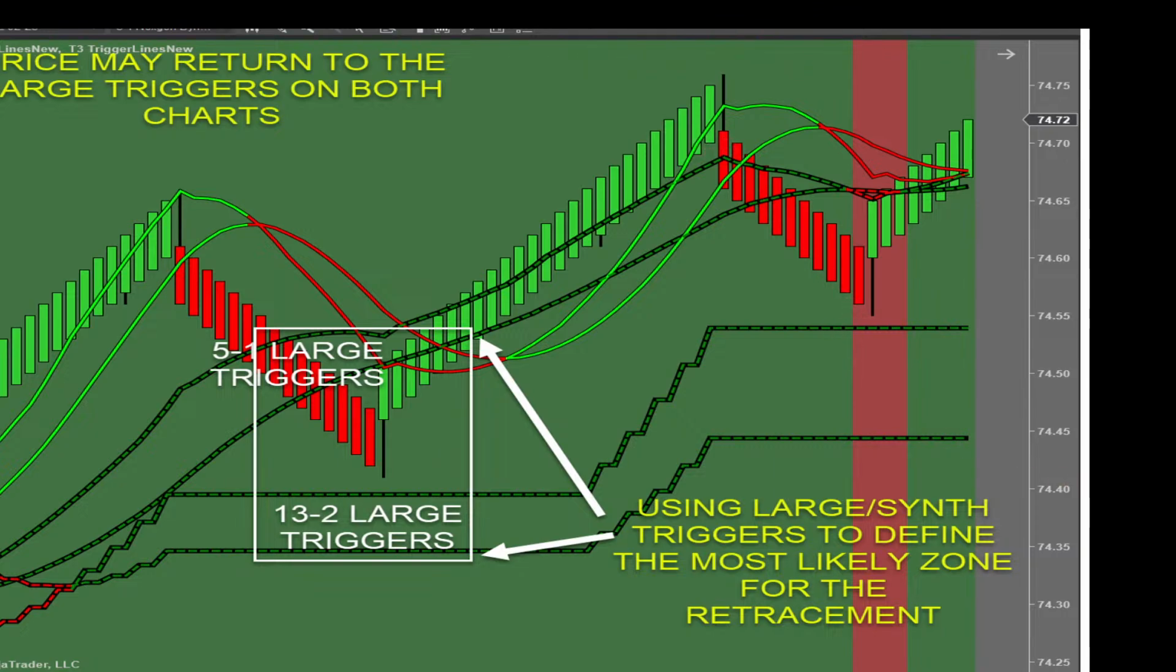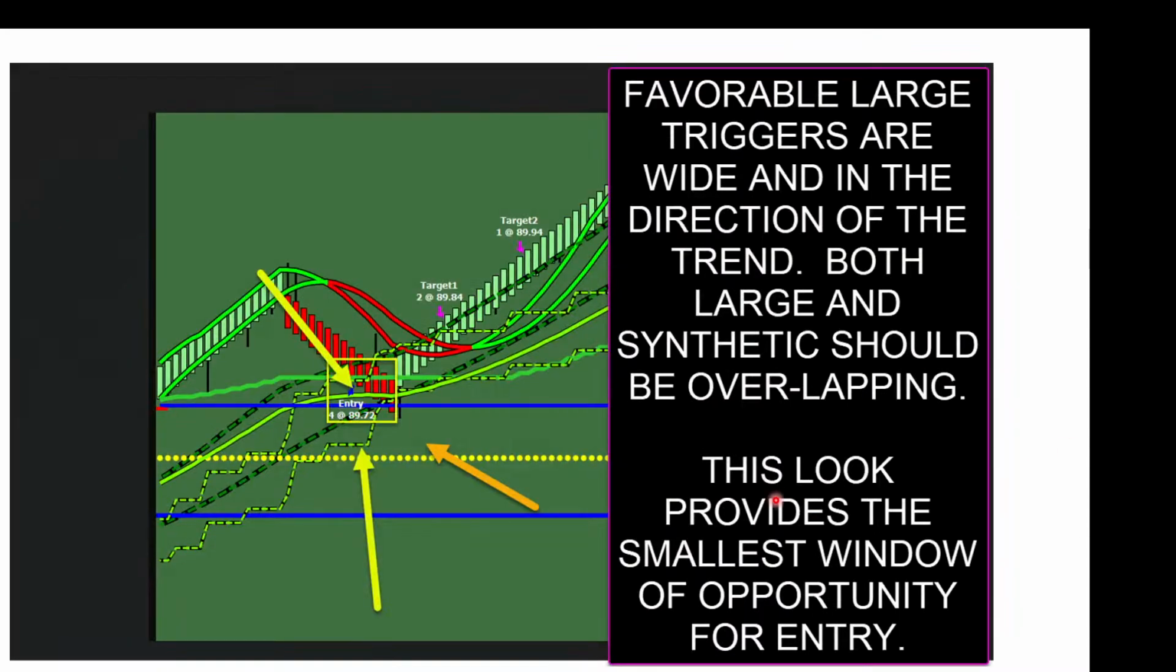So for the brand new user, there's a look that gives you the least amount of risk, the highest accuracy. We call it favorable large triggers. Favorable large triggers means that your large and your synthetic, both sets of large triggers, are wide. They're angled in the direction of the trend. They are overlapping like two snakes riding piggyback, because when they're one on top of another, that's the smallest amount of space where you can say that's where my retracement is likely to occur.